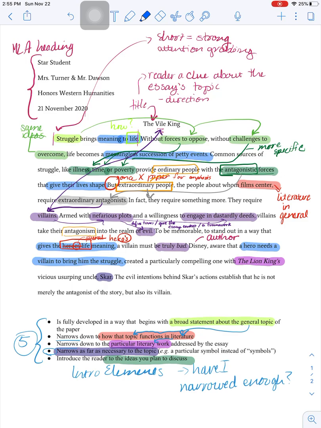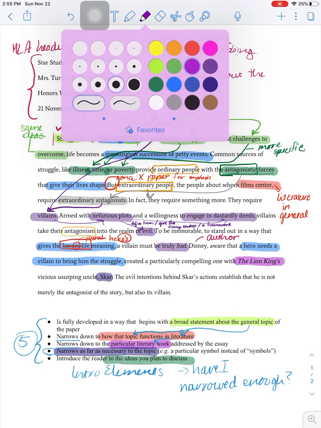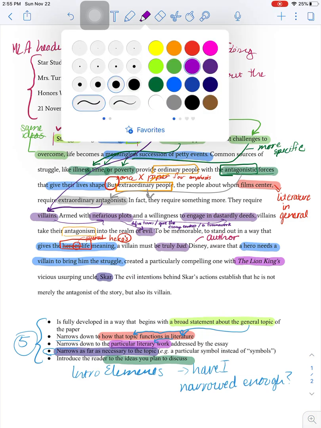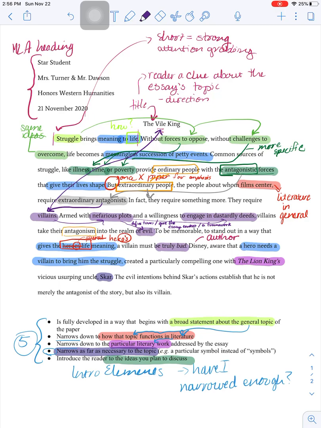This is the one that we took from writing together in class last week, whatever day that was. And we have, the evil intentions behind Scar's actions establish that he is not merely the antagonist of the story, but also its villain. So that idea of evil that we've had earlier in the essay is going to show up again here. Oops, wrong color. Let's do, must be this one. Evil intentions. He is not merely the antagonist, but the villain.